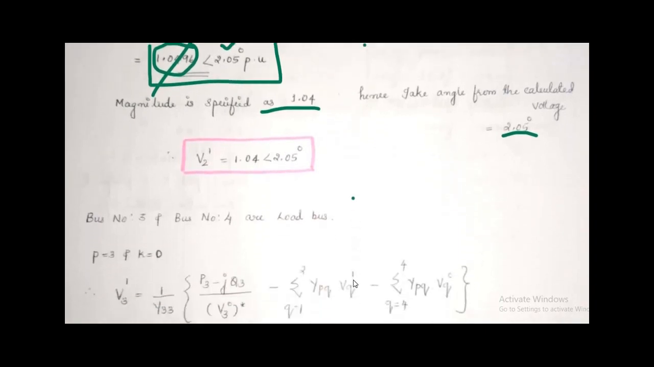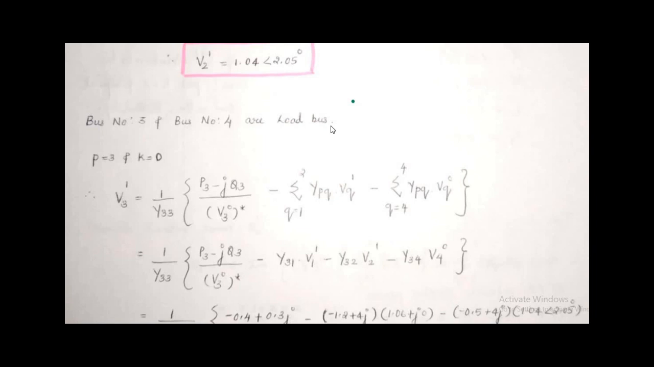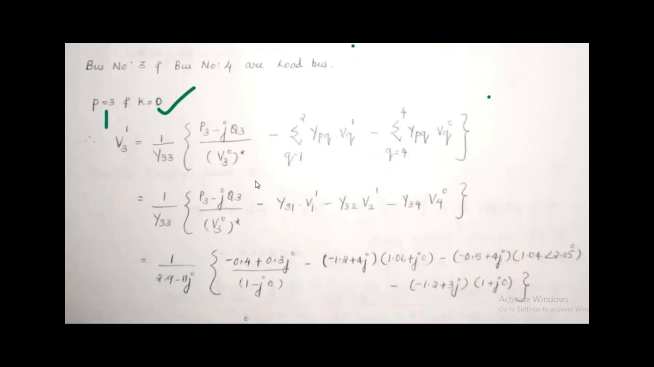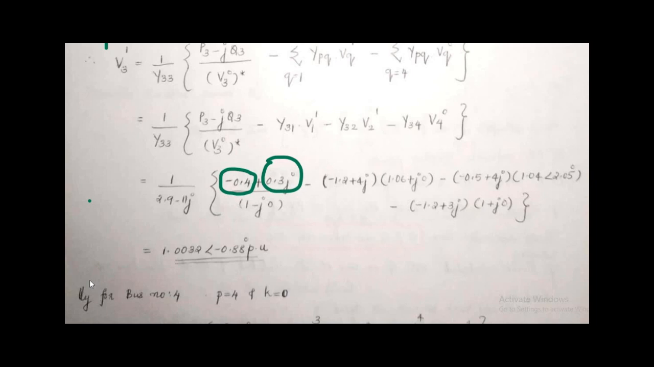Now the next step is very much familiar to you. Bus number 3 and bus number 4 are load buses. So for calculating the voltage of the third bus, you will put P is equal to 3, and since it is the first iteration, k is equal to 0. Again, the same equation you will be using, and you will be substituting the same. Here the thing you should be thorough with is that the active power is given a negative sign, and your reactive power was actually 0.3. You took it as minus 0.3. Why? Because the third bus is a load bus. For the load bus, the active and reactive powers will be taken as negative. This is one thing you need to be very careful about. And likewise, you got the value of the third bus voltage like this.